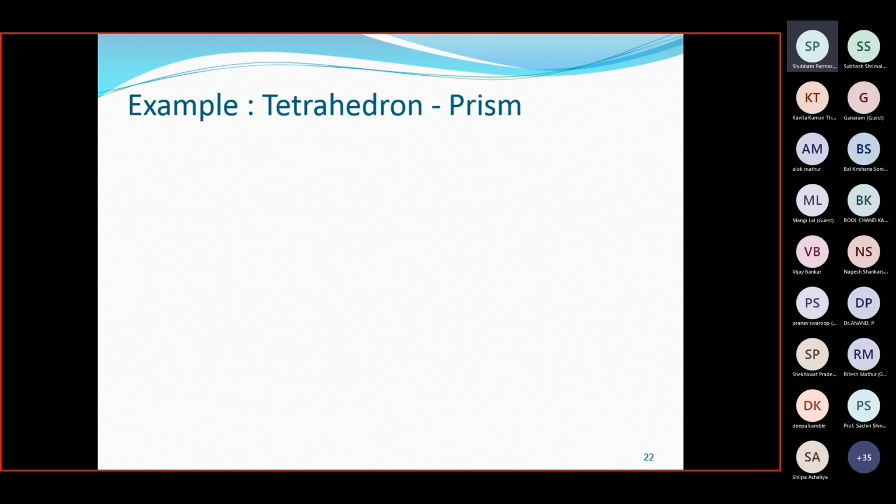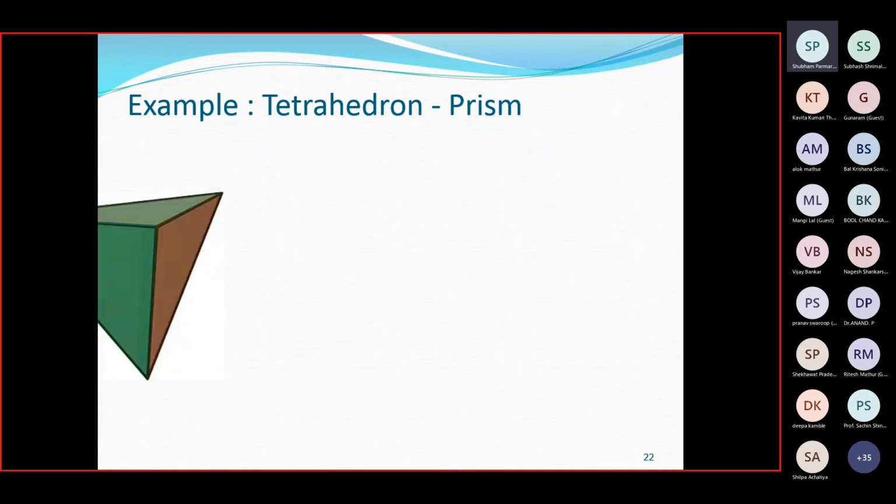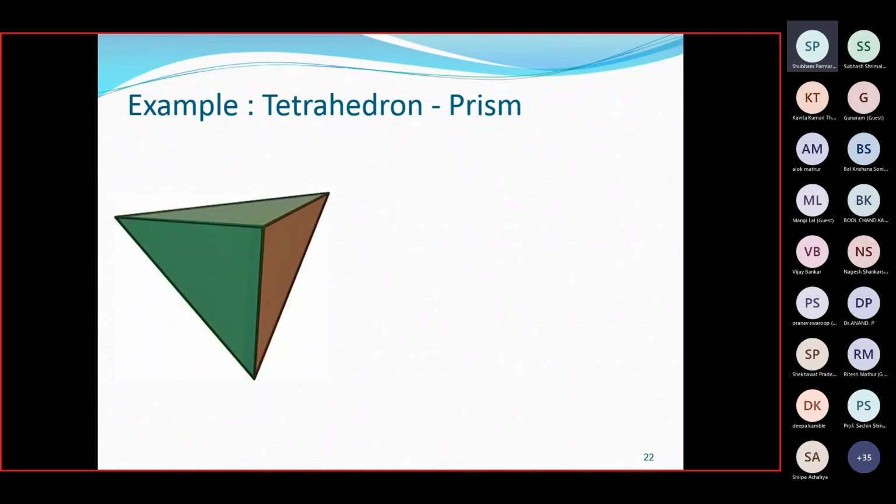I'm giving one example of a tetrahedron. It is nothing special, just a prism, like this shape. We have to draw it and we have to code it. Just think that we have to code this tetrahedron in our STL file. So how many surfaces are there? 4 surfaces: 1, 2, 3, and 1 downwards below that. So 4 surfaces are there.